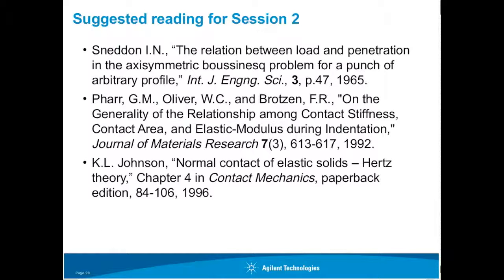This is my suggested reading for session 2. If you want to really be prepared to hear and understand what I have to say, you would do well to read Sneddon's article, which you should be able to find in your library. This second article by Pharr, Oliver, and Brotzen is on the generality of the relationship among contact stiffness, contact area, and elastic modulus. And finally, if you have access to Ken Johnson's book, Contact Mechanics, I would suggest that you read his 4th chapter on Hertzian theory. All right, and then you'll be prepared for the next session.